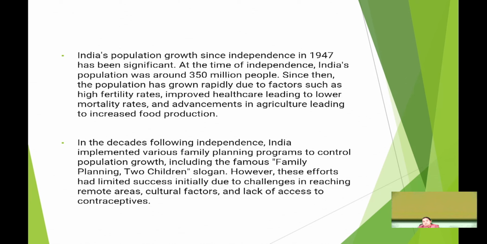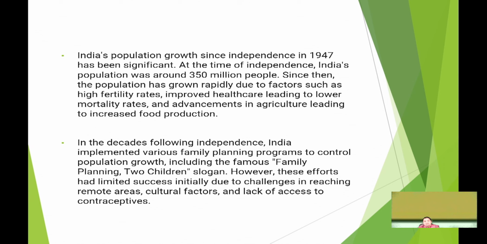Since then, the population has grown rapidly because of high fertility rate, improved health care, and advancements in agriculture, leading to increased food production. In the decades following independence, India implemented various family planning programs to control it. Of course, I told you that this was a cause of concern, so a number of family planning programs were included in the policy frameworks, including the two children's law.